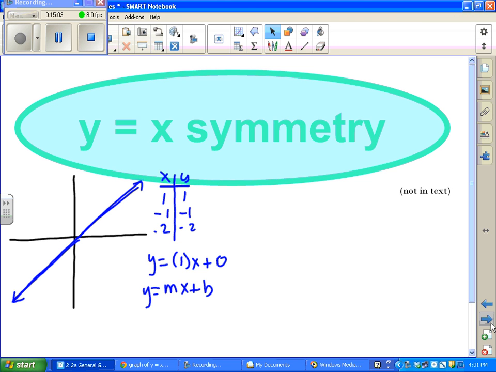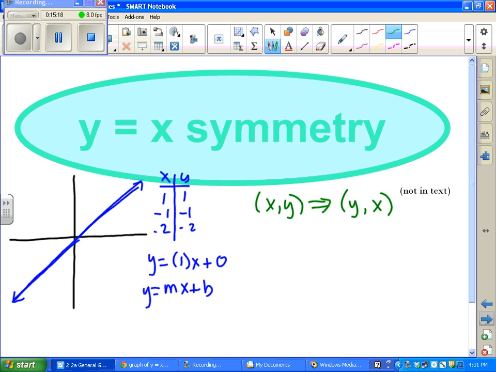The rule for line symmetry with respect to the line y equals x is if (x, y) is on the graph, then (y, x) is on the graph. So to test a point or to show you with numbers, if (3, -8) is on the graph, then what else must be on the graph? You just switch them: (-8, 3).